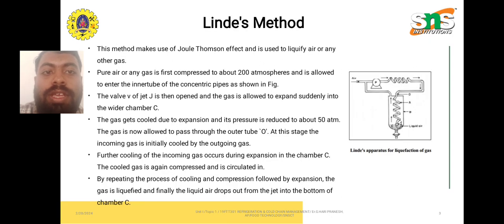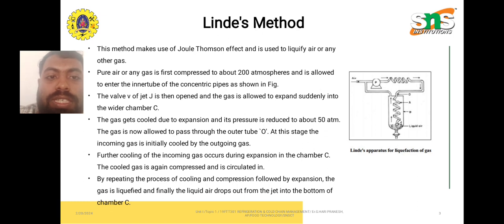Linde's method. In this method, as you can see on the right side corner, this is the apparatus used for liquefaction of gas. It makes use of the Joule-Thomson effect, and it is used to liquefy air or any other gas. Pure air or any other gas is first compressed to about 200 atmospheres and is allowed to enter the inner tube of the concentric pipes as shown.